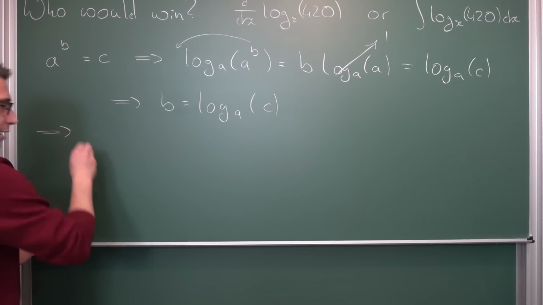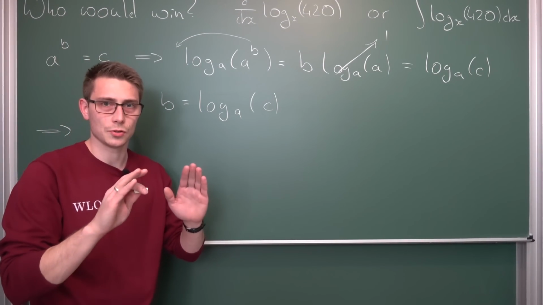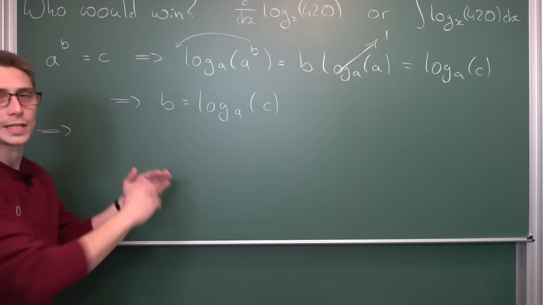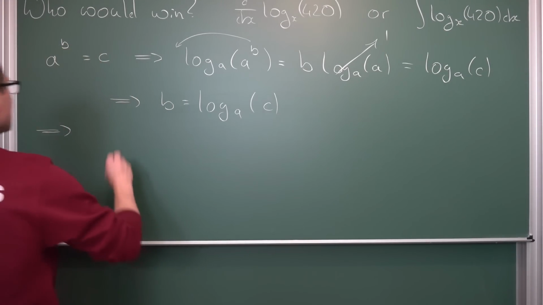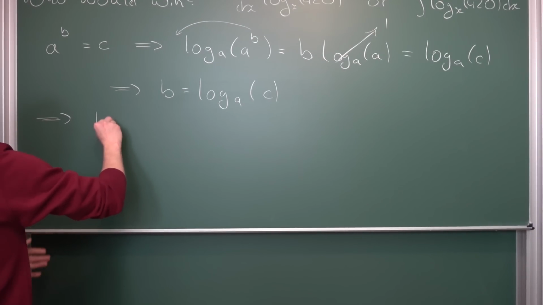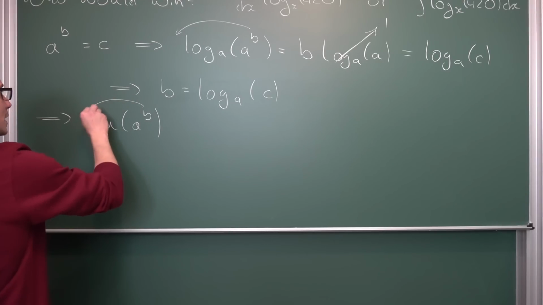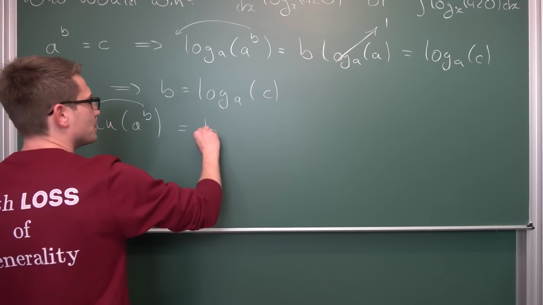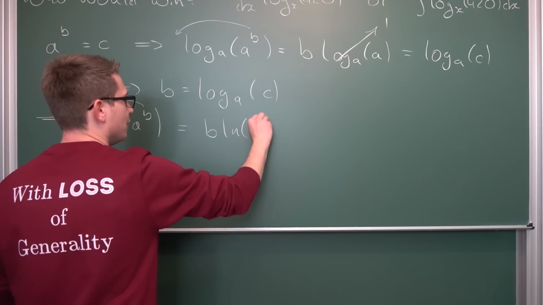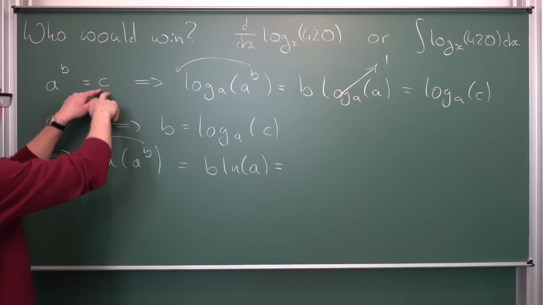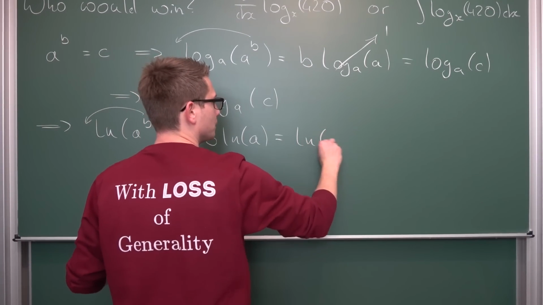Meaning, and just for once I'm going to denote it using ln instead of log, because otherwise it would be a bit confusing for most users out there. Meaning I'm going to take the ln on both sides, so ln of a to the b power. By the logarithm rules we can drag the b to the front yet again, giving us b times the natural log of a. It's nothing other than natural log of c.